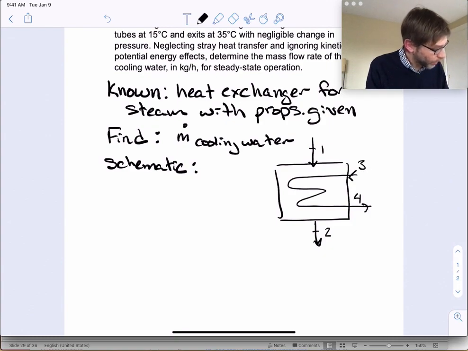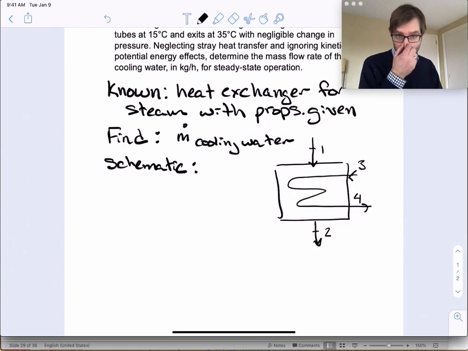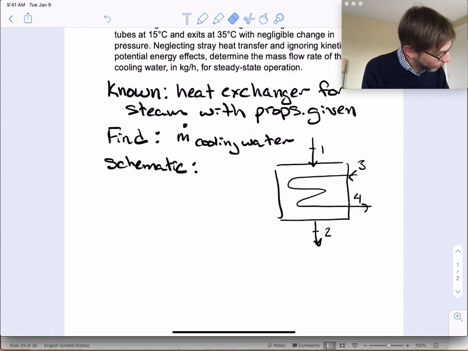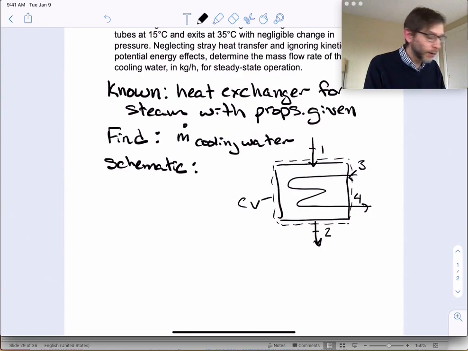Okay, now, of course, as we always have to do, we have to make our boundary for the control volume. So let's do that here. Okay, so this is our control volume, and we'll label our system control volume. Okay, good. So we've done that. Now, let's put in what we know.